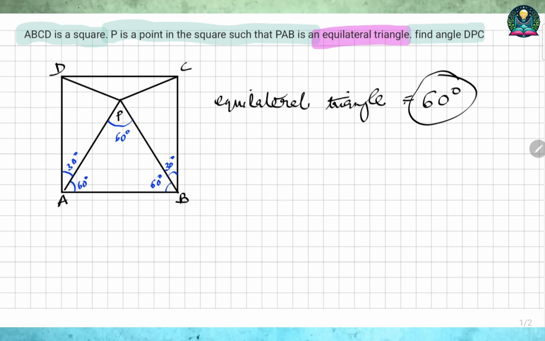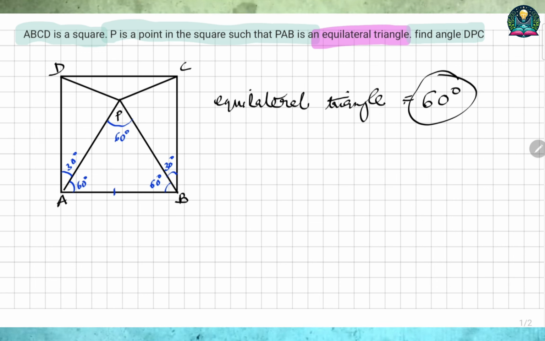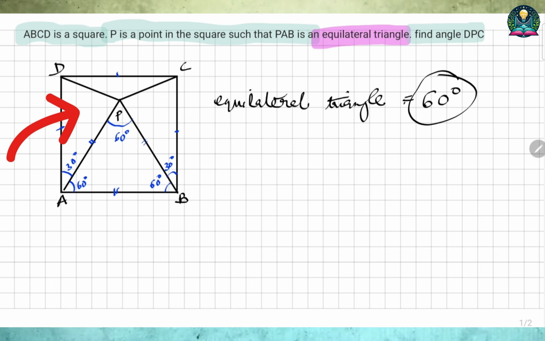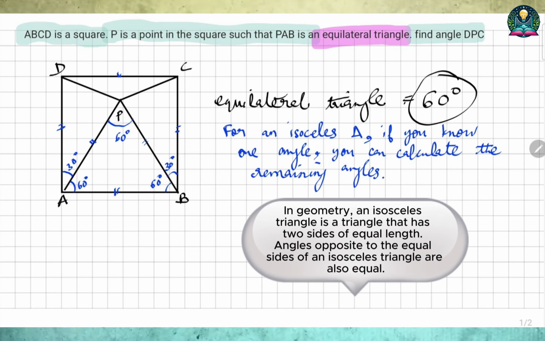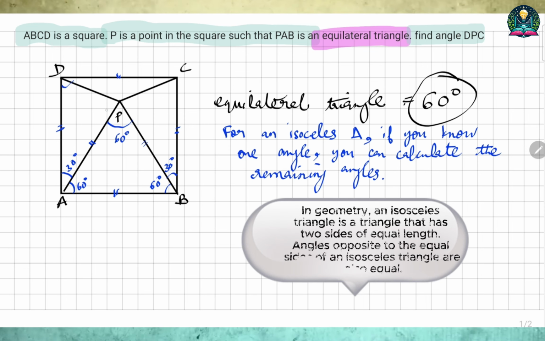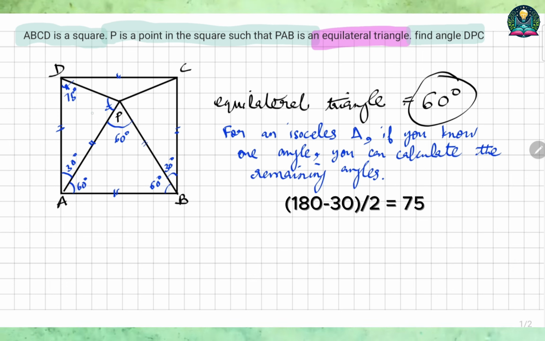Now, because we're dealing with a square and an equilateral triangle that share a side AB, we know that all the 6 sides here are equal. So let's go ahead and mark all the equal sides. Now that all the equal sides have been marked, we see that triangle PAD is an isosceles triangle. And we know that for an isosceles triangle, if you know one of the angles, you can calculate all the other angles of that triangle. Now we know that these opposite angles are equal, and they can be calculated to be 75 degrees each.